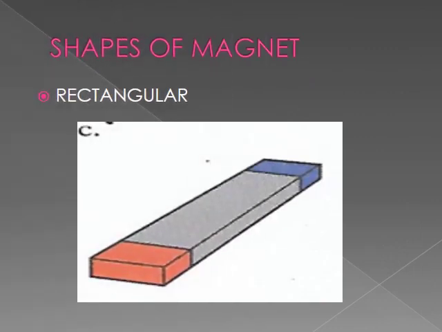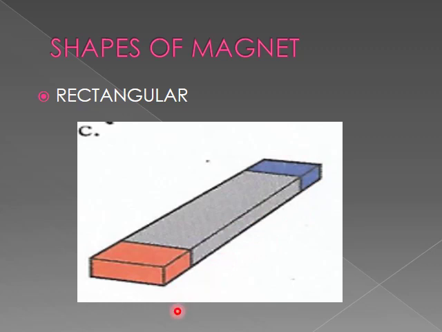My dear students, shapes of magnets. How many types of shapes of magnets are there, my students? Think. Yes, there are different shapes of magnets. They are rectangular, horseshoe, cylindrical and U-shape.